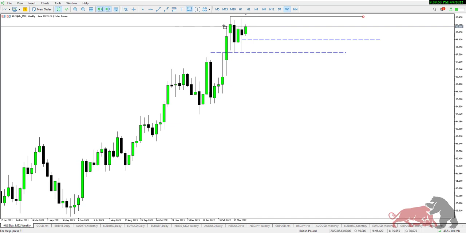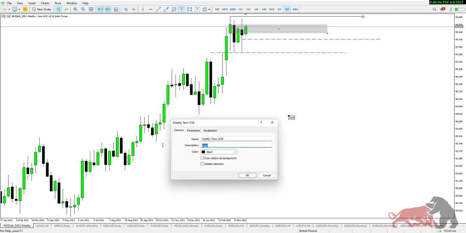Now on the weekly chart, the most interesting price action you have to take note of is this guy. See this bearish order block here. This weekly bearish order block is crucial.